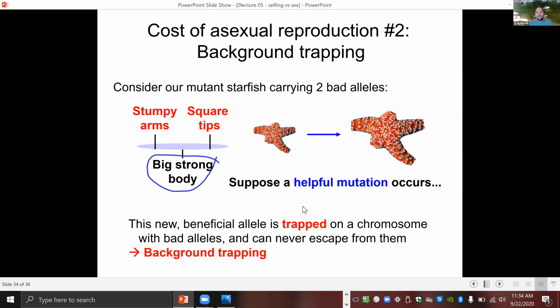So now this beneficial allele is basically trapped on this chromosome with other bad alleles. It's a beneficial allele, but it's trapped on a chromosome with bad alleles, and it can't escape them. So even if you do have some fitness benefit from being twice the size of other individuals in the population, you still have these crummy alleles to deal with, and you have no way of getting rid of them. That's what we call background trapping. Even this helpful mutation is trapped in a genetic background of deleterious or harmful mutations.